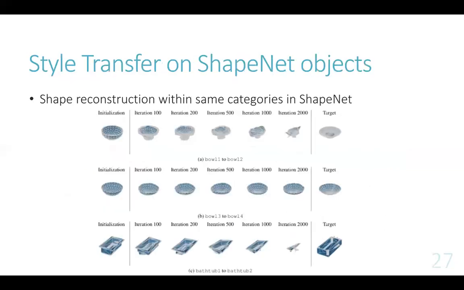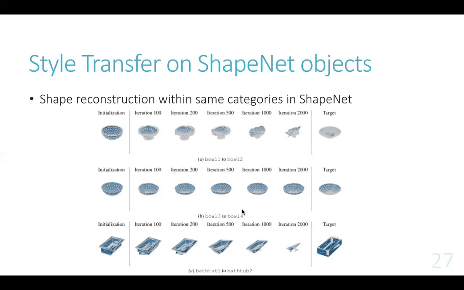And finally, we want to show the style transfer task on ShapeNet objects. So basically, we choose two shapes within one category. And in the first two rows, we choose two pairs of balls. And as you can see in the first row, the target shape does not have uniformly sampled vertices compared with the second row. So the result for the first row is not so accurate.